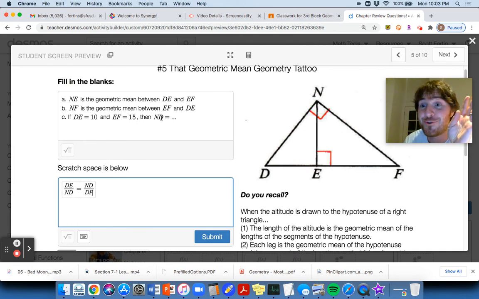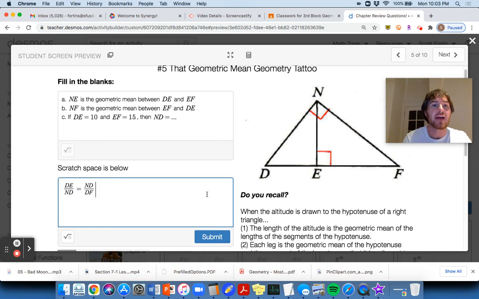Are they trying to trick you, right? In this one, they are trying to trick you. So ND might be bigger than EF. It's definitely bigger than DE. If it's bigger than both of those, it's not a mean. It's not a mean here, okay? So that's one way that you can not get drawn into a trap like that here, okay?